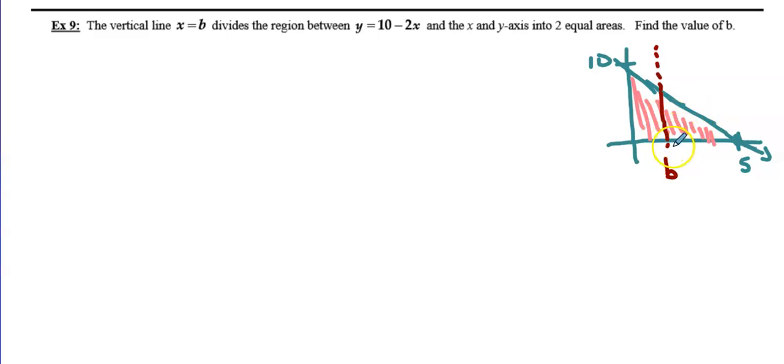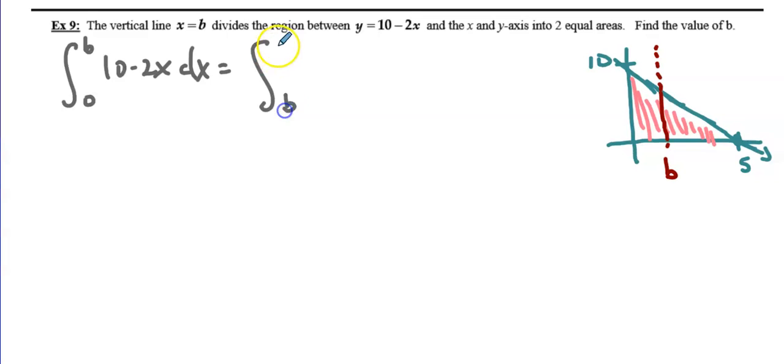Now, clearly, common sense says I cannot do it at 2.5 because this would be so much greater than this. So I need to be closer to this side. So I'm going to be less than 2.5. So let's solve the problem. Well, let's look at it this way. From 0 to b of our function, 10 minus 2x dx, we want that to equal the integral from b to 5. That simple, ladies and gentlemen.